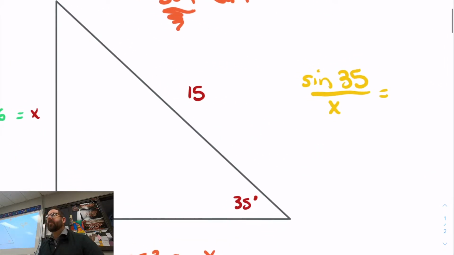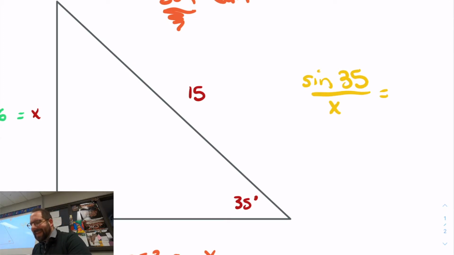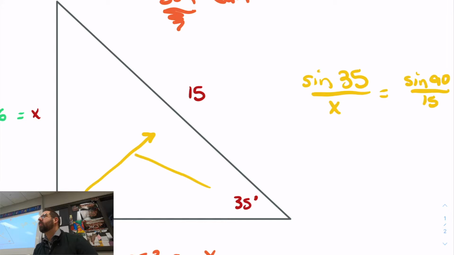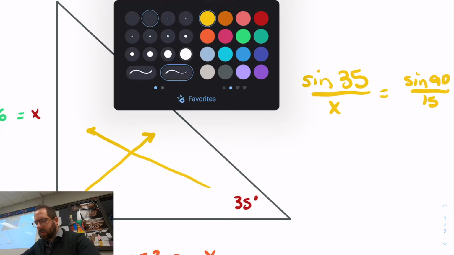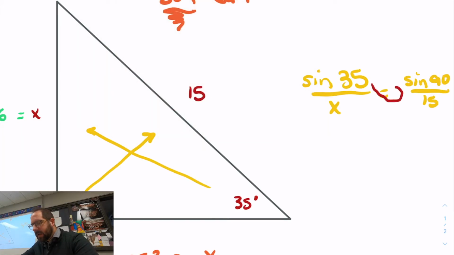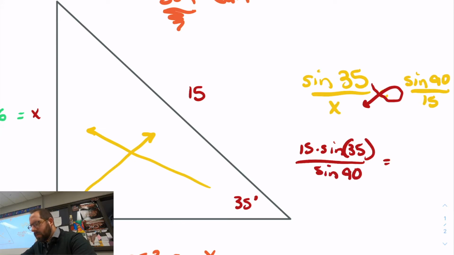So the sine of 35 over x, sine of 90 over its opposite wall. Because again, angle, opposite wall, angle, opposite wall. If I were to cross multiply and divide here, sine of 35 times the 15, divide by the sine of 90, you still get 8.6035. Still the same number in a calculator.